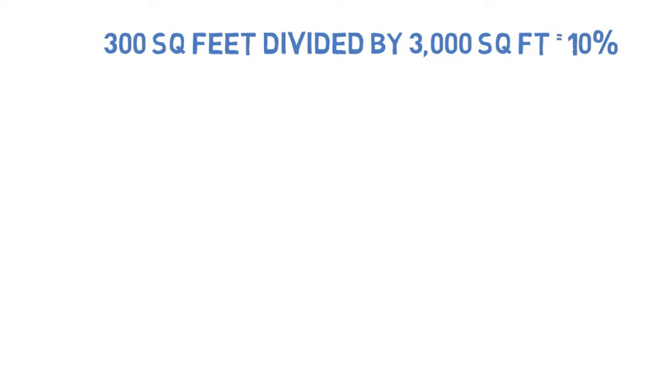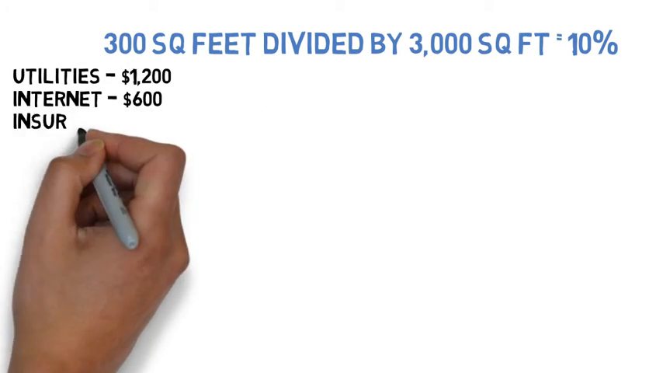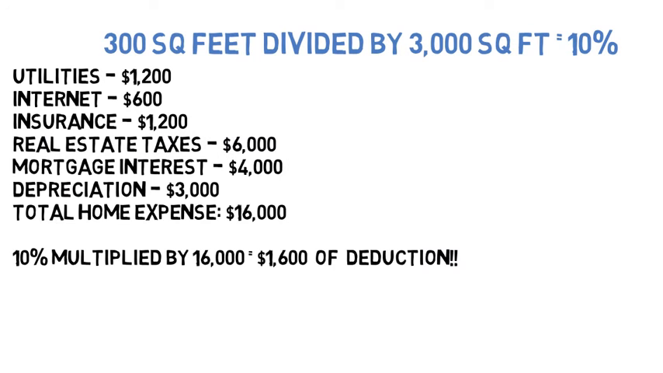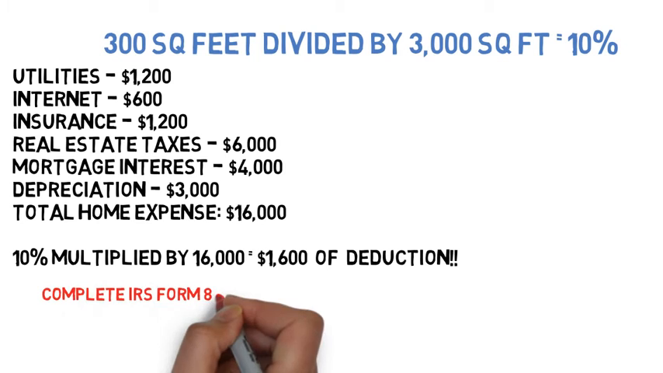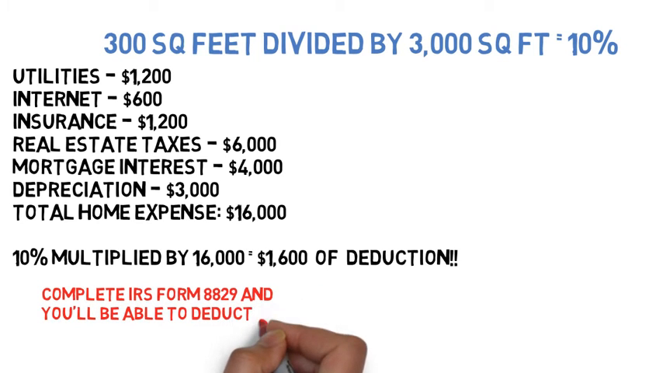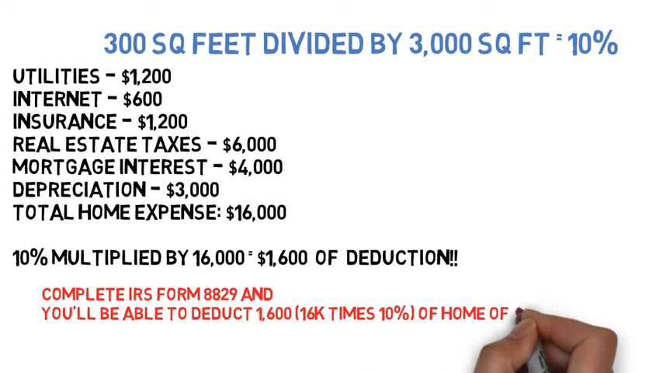So that means you have about 10% of your home that you can take deductions for home office use, which means you can take 10% off of your mortgage interest, insurance, utilities, repairs, and depreciation. All those items are deductible at 10%. You would show these expenses on IRS Form 8829, and the expenses would flow into Schedule C.